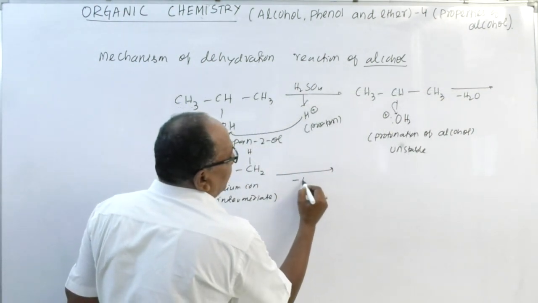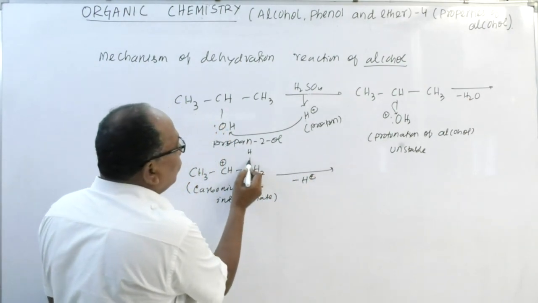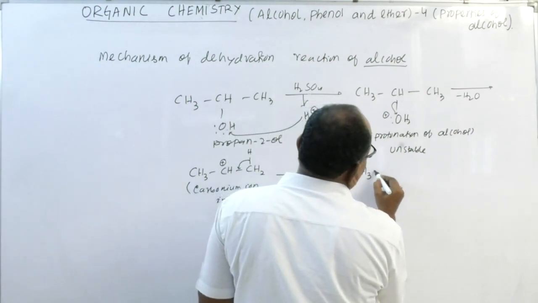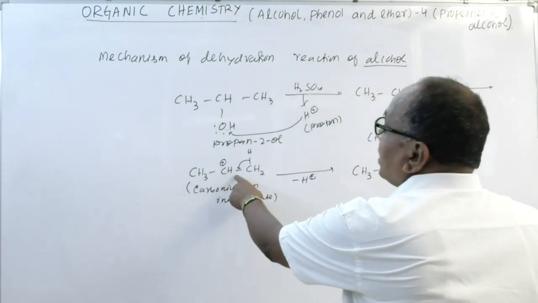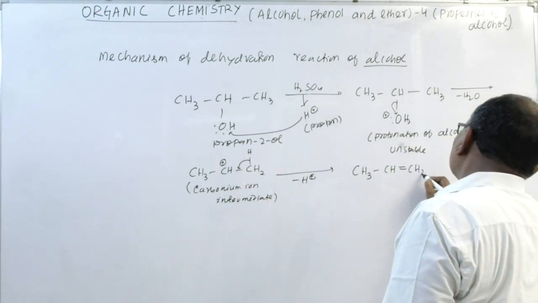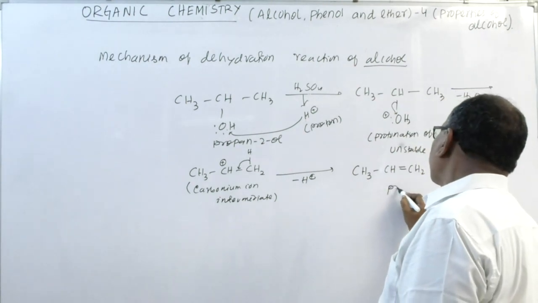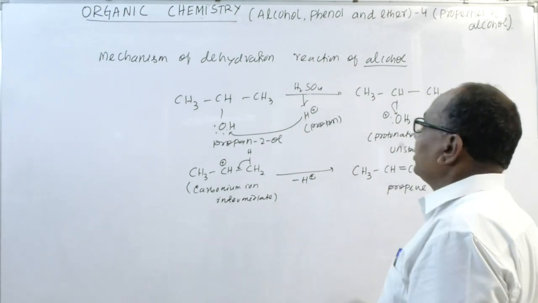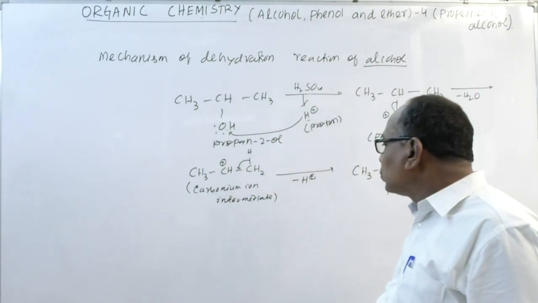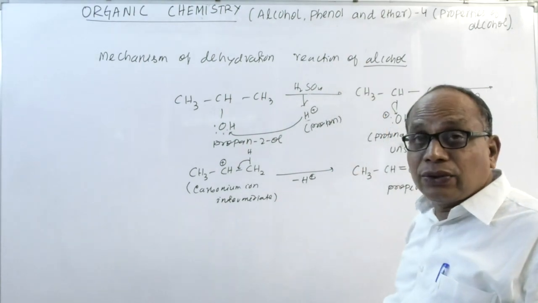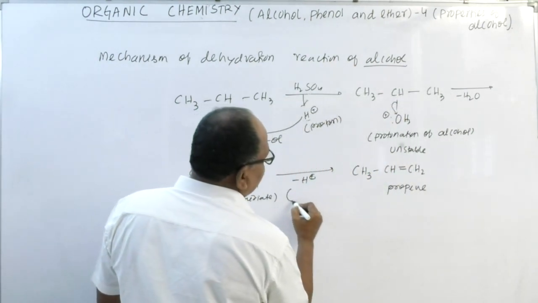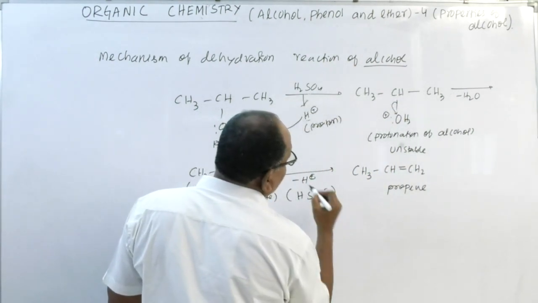It loses a proton, and this electron pair comes to here. It becomes CH3CH=CH2. In this case, a double bond forms, and this is your propene. You see, this proton is used, and here sulfuric acid is used. So we can say how the proton is lost here. The proton is lost in the presence of the conjugate base of the sulfuric acid.